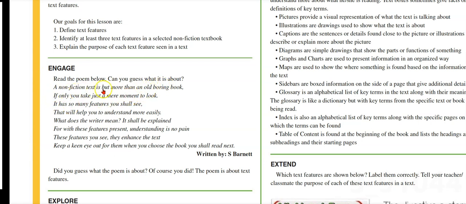A non-fiction text is more than an old boring book. If you only take just a mere moment to look, it has so many features you shall see that will help you understand more easily. What does the writer mean? It shall be explained. For with these features present, understanding is no pain. These features you see, they enhance the text. Keep a keen eye out for them when you choose the book you shall read next. Interesting. Written by S. Barnett.